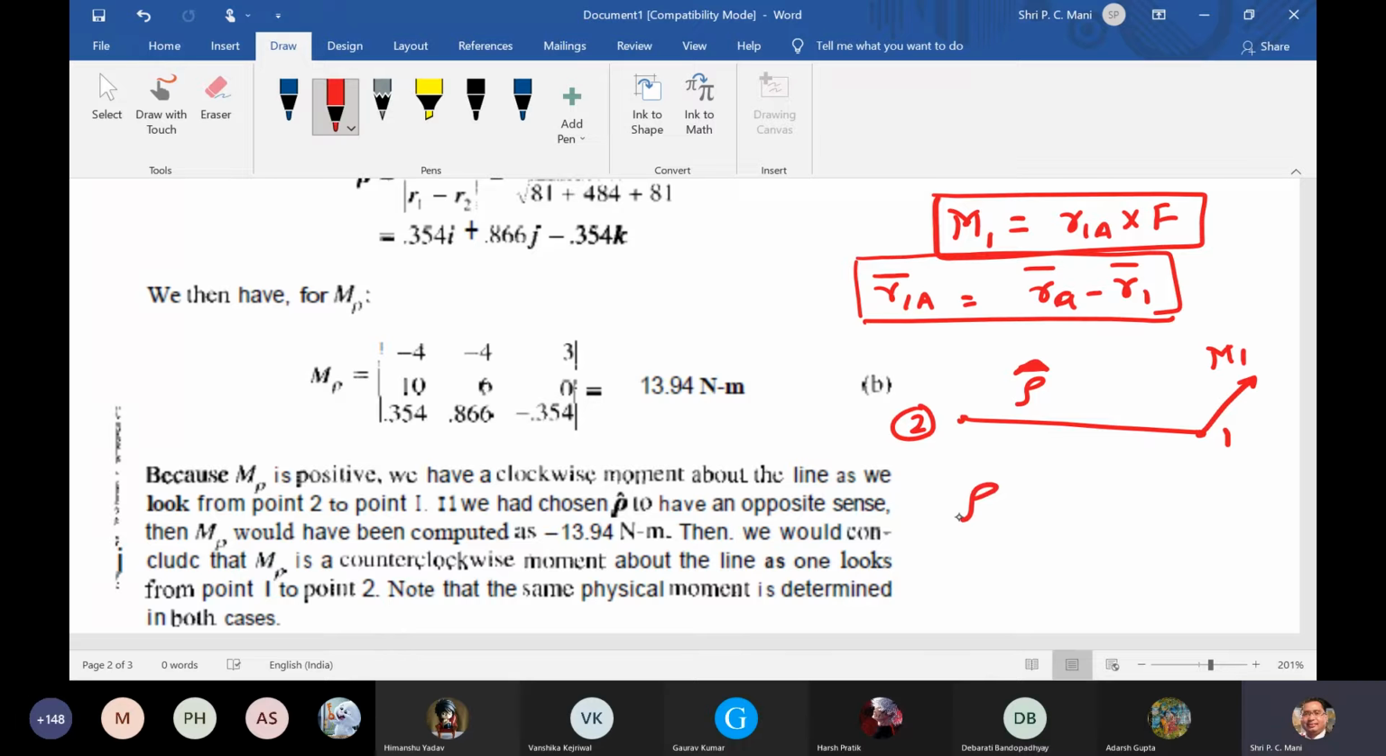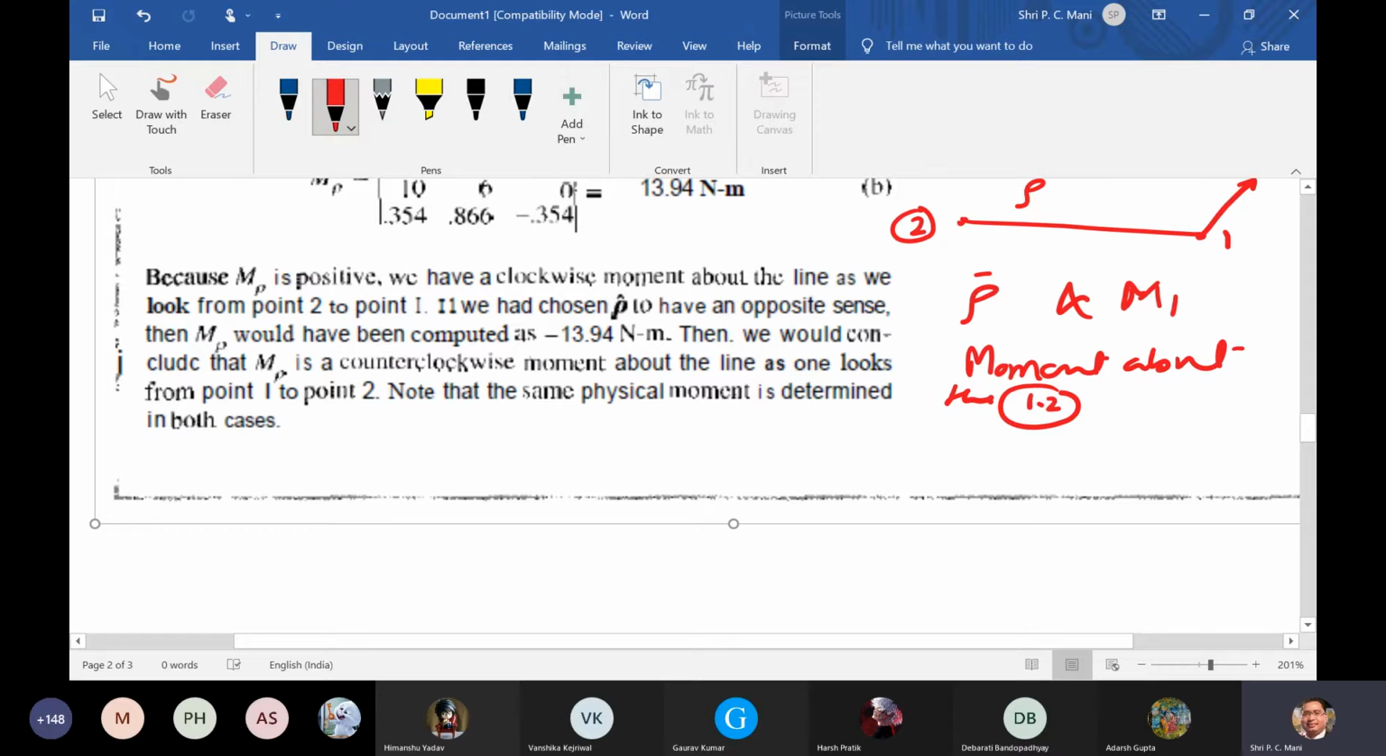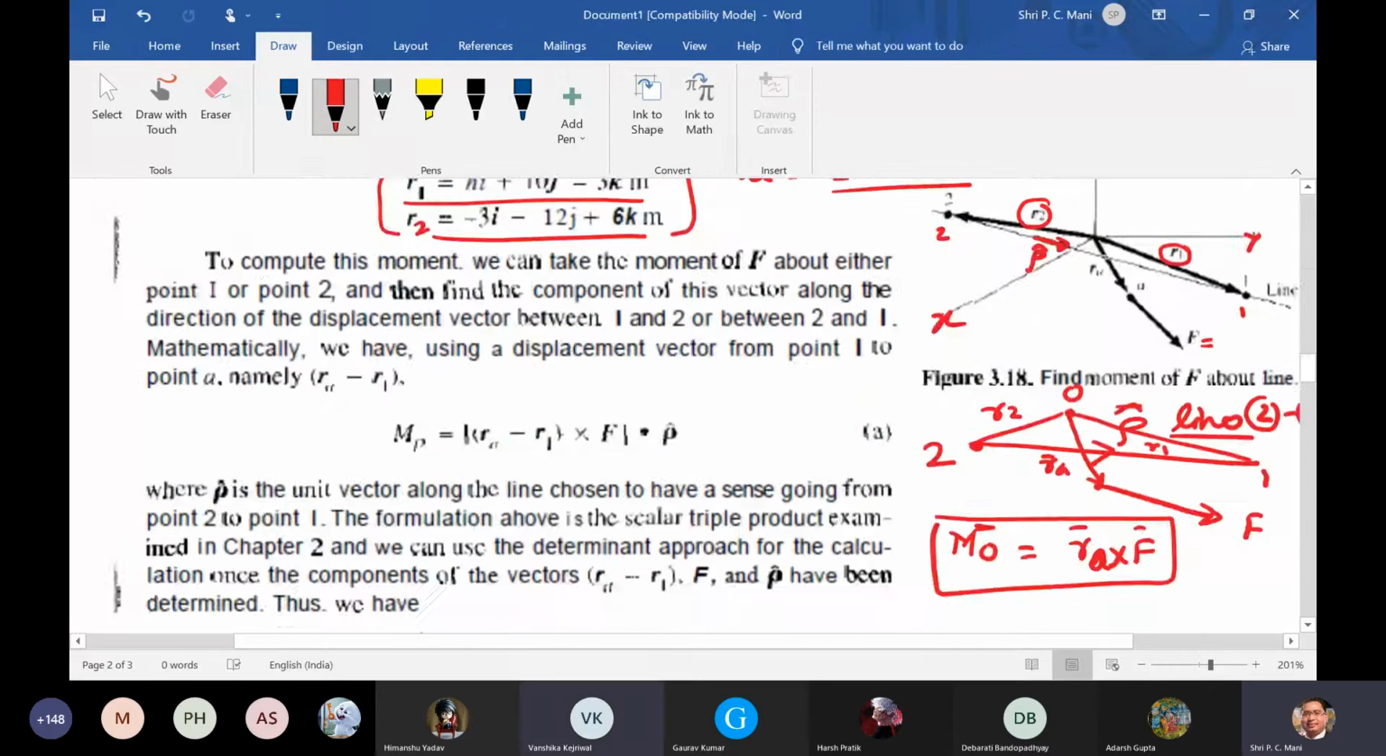So two vectors are there, that is rho and M1. Now if you're taking the projection of M1 on rho, you will get the moment about the line 1, 2. Okay, clear? Moment about a line, that is 1, 2. Is it okay? Yes, sir.